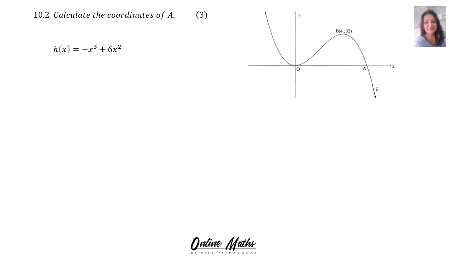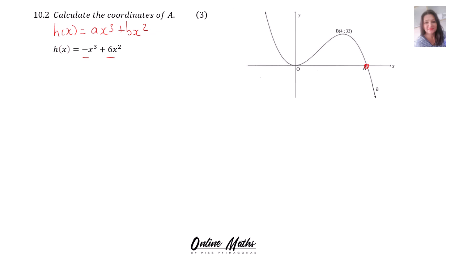10.2, calculate the coordinates of A. So what is happening? A is there, this is your x-intercept. Now remember, the equation that was given to you was ax to the 3 plus bx squared. In the previous example, we worked out that a is -1 and b is 6. If you didn't get these values, please don't use your values. You use their values.